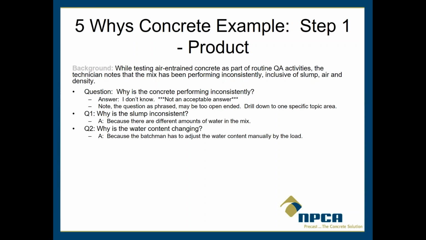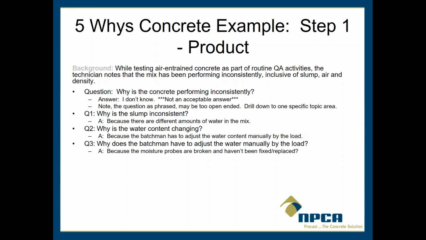So the batchman has to adjust the water content manually by the load. Now, again, there's a couple of ways you could go here, because first of all, why does he have to adjust manually is one question. Why does he have to adjust at all is another question, right? So there's something happening here that is causing a problem. In this case, why does he have to adjust manually?